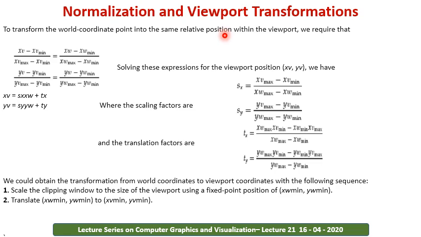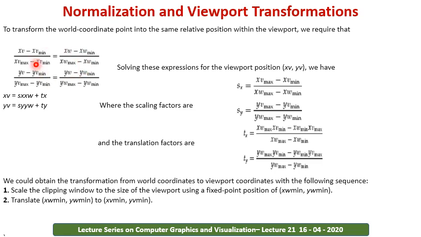So to map those things, or to transform that world coordinate point into the same relative position within the viewport, we need to do some calculations. That can be done using this equation from the previous figure: (xv - xv min) divided by (xv max - xv min) should be proportionally equal to (xw - xw min) divided by (xw max - xw min). The same thing will be calculated for the y-axis.